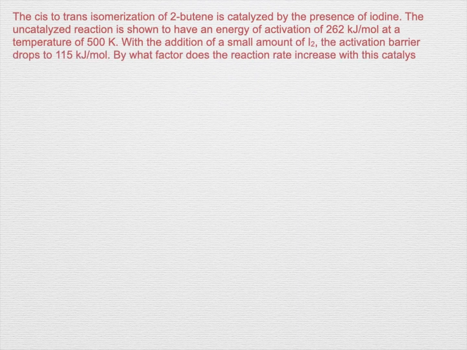Consider this problem. The isomerization of 2-butene from its cis conformer to its trans form is catalyzed by the addition of a little bit of iodine into the mix. The uncatalyzed reaction is found to have an energy of activation of 262 kilojoules per mole. When the iodine is added, the activation barrier drops to about 115 kilojoules per mole. At 500 Kelvin, by what factor does the reaction rate increase when catalyzed by iodine?